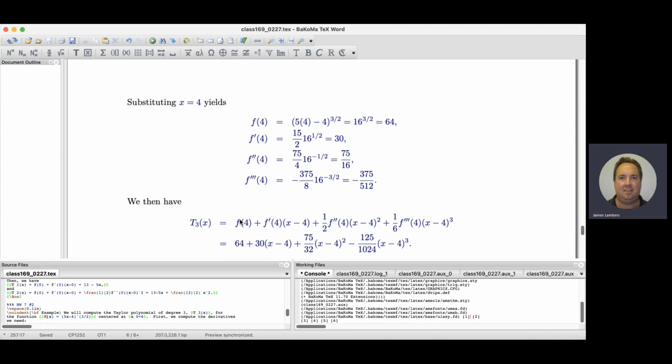So then I have my formula for the third degree Taylor polynomial. So f of 4, f prime, f double prime, all my derivatives evaluated at 4 times the appropriate power of x minus 4. And all the terms divided by the appropriate factorial. So 0 factorial is 1, 1 factorial is 1. Here I have 2 factorial, 3 factorial. So then I work everything out, plugging in all the numbers that I have. And this is my third degree Taylor polynomial.